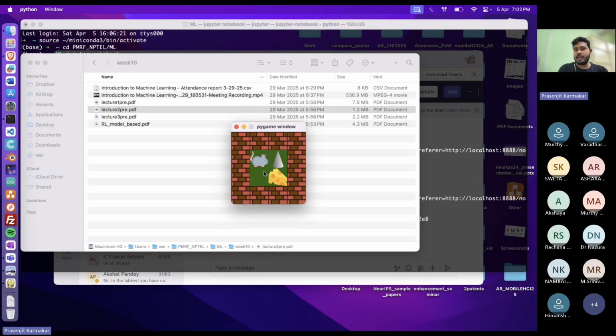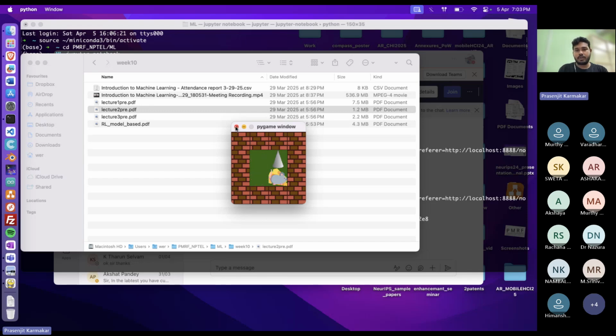So for a world like this, what will be my optimal policy? It should be down and then right to reach the cheese. If I just go right, then I die, because there's a spike there. So the optimal policy is down and then right.